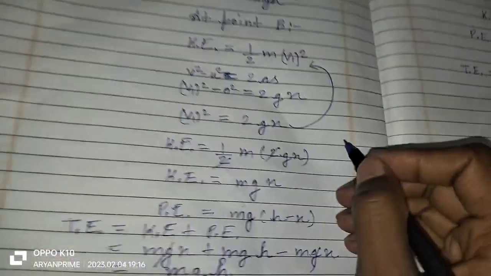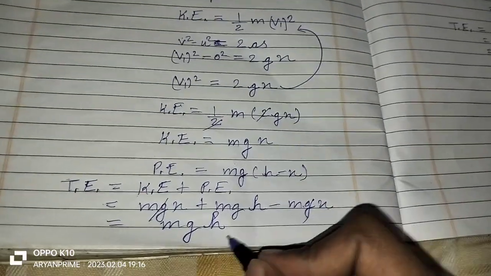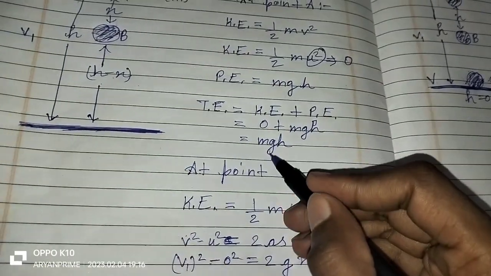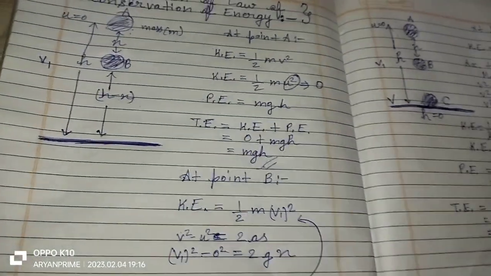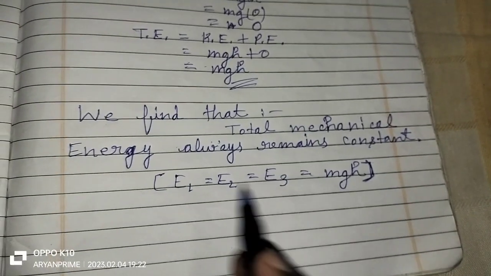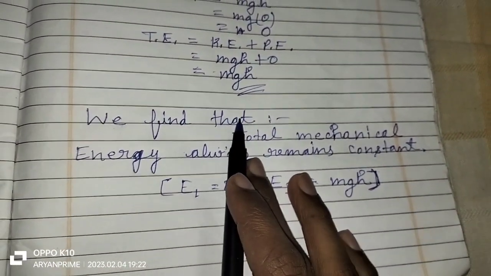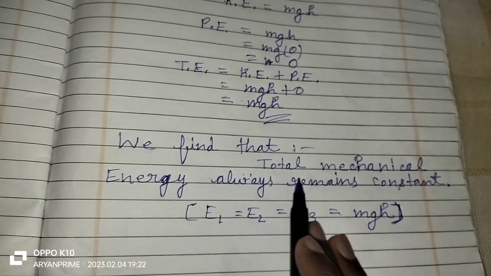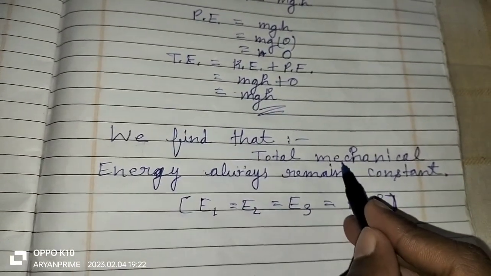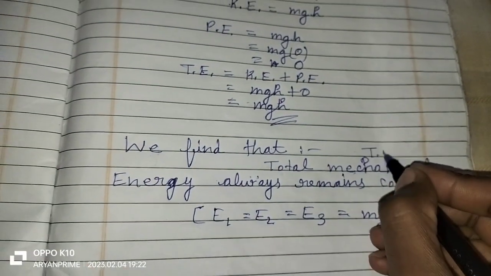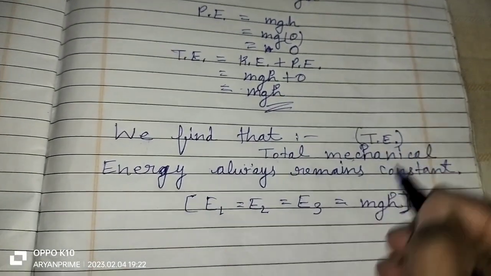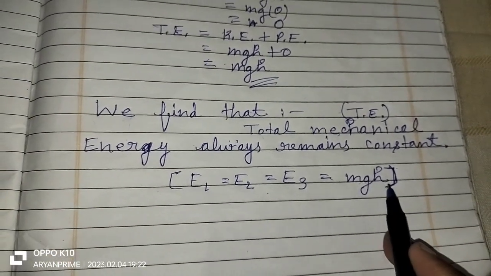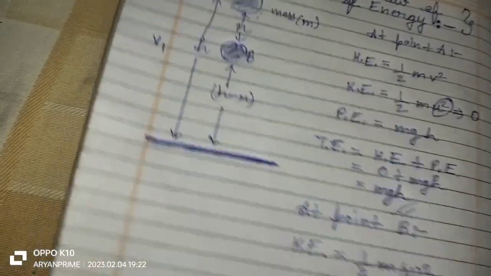There is a similarity that all the 3 points have the same value of mgh. You can see here all the points have the same value of mgh. So what do we find? We find that total energy, the mechanical energy, always remains constant. Mechanical energy is also called the total energy, which is the addition of kinetic energy plus potential energy. All the 3 points A, B, C, if we take them as E1, E2 and E3, are equal to mgh.